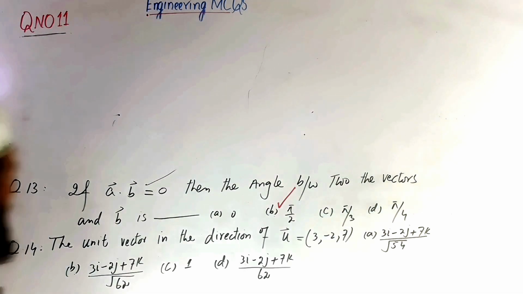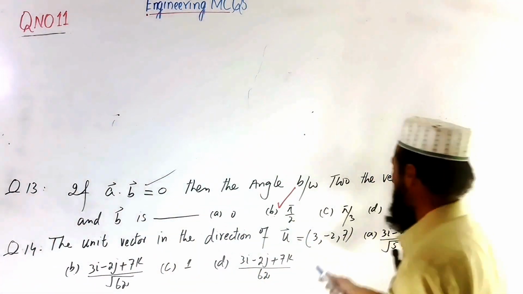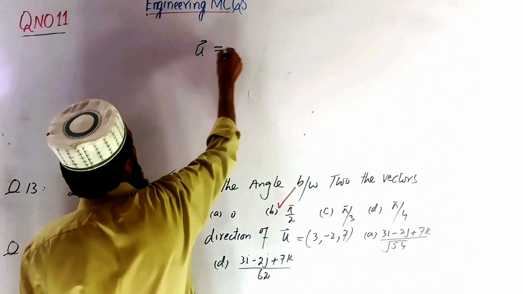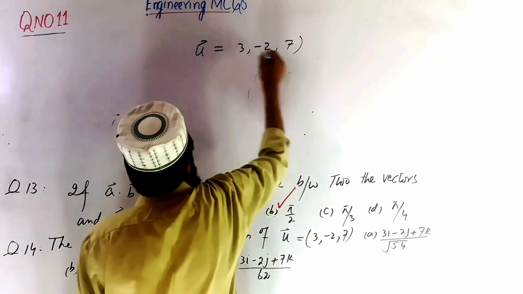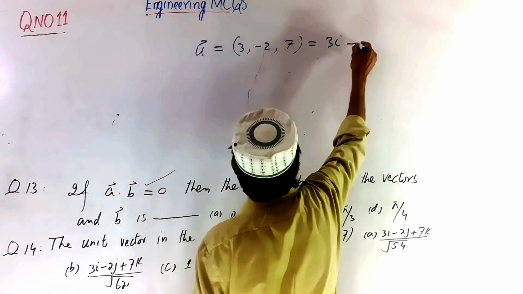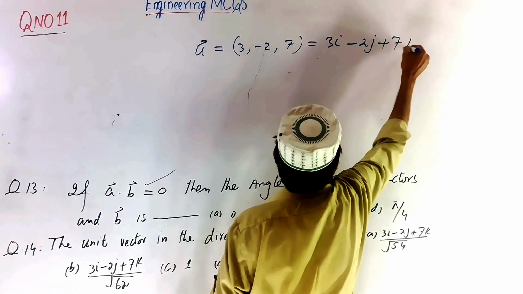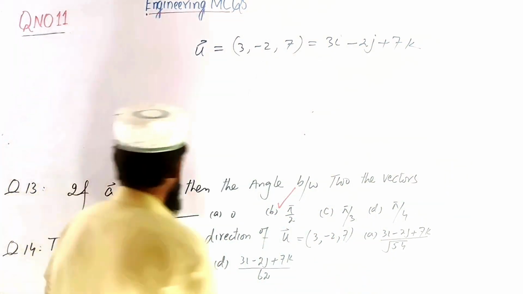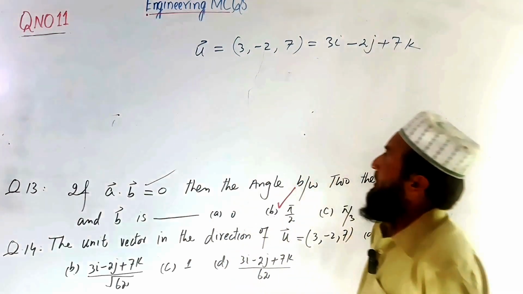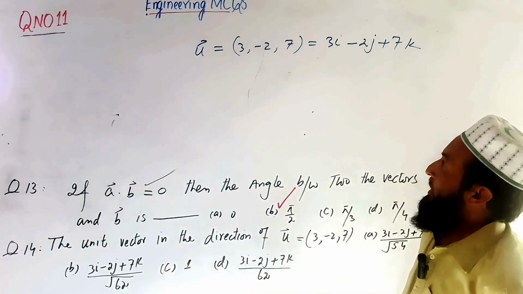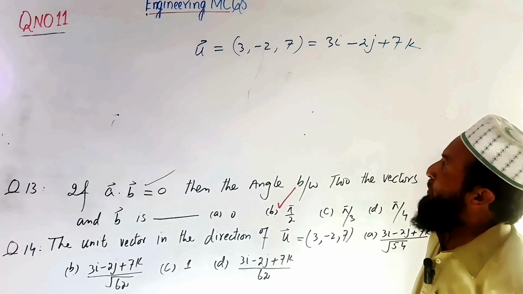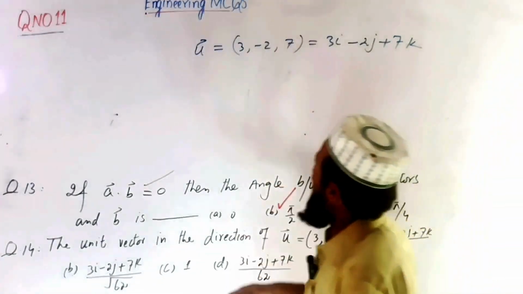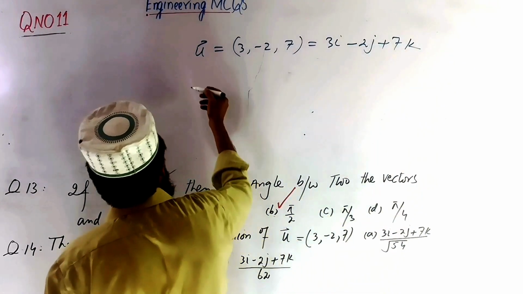Look here, u is given as 3, minus 2 and 7. We can write this as 3i minus 2j plus 7k in vector form. The unit vector is defined as that vector whose magnitude is 1, and which is also in the direction of the given vector.